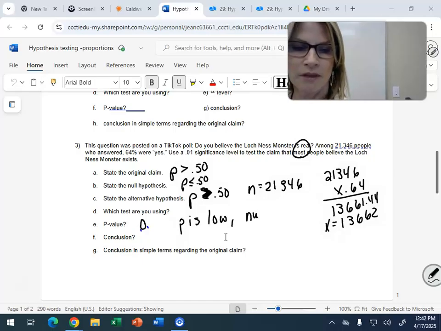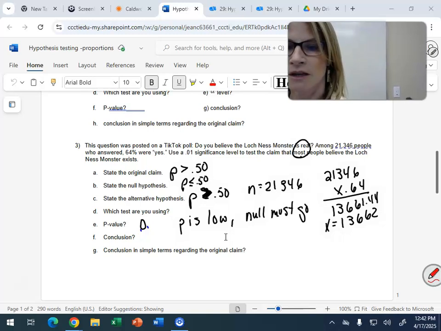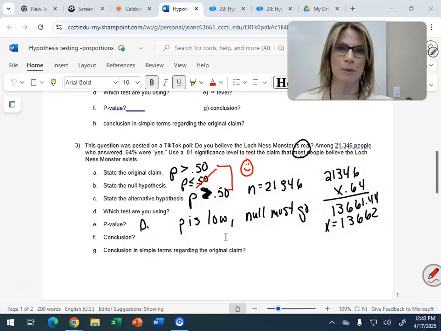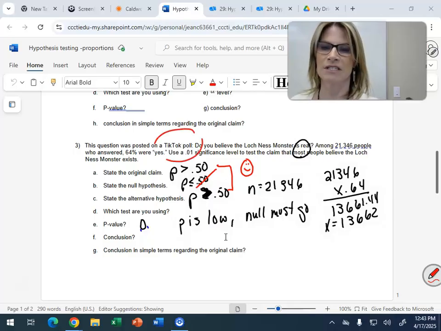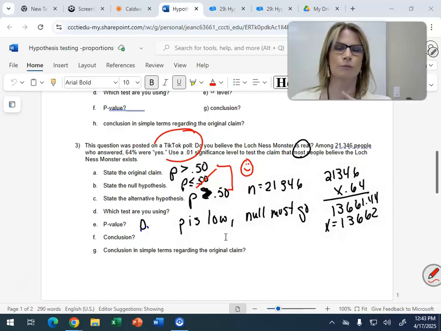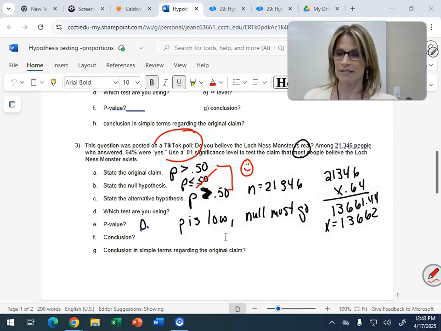P is low. Null must go. So you're going to mark out your null, see if they match. This time they do match. There is enough evidence to support the claim that most people believe in the Loch Ness Monster, but would you really believe that most people believe in the Loch Ness Monster because this was a TikTok poll? Probably not, because we know from Chapter 1 that people only answer polls when they really have a vested interest in whatever it is that they are answering.